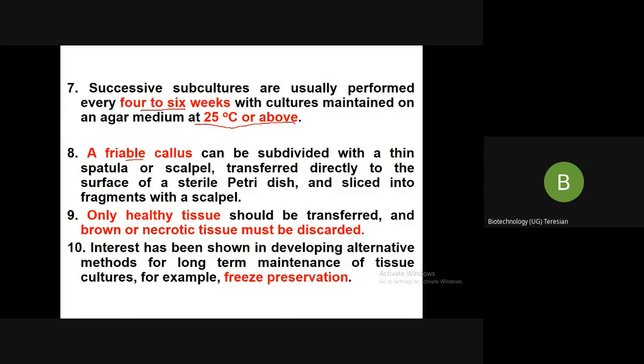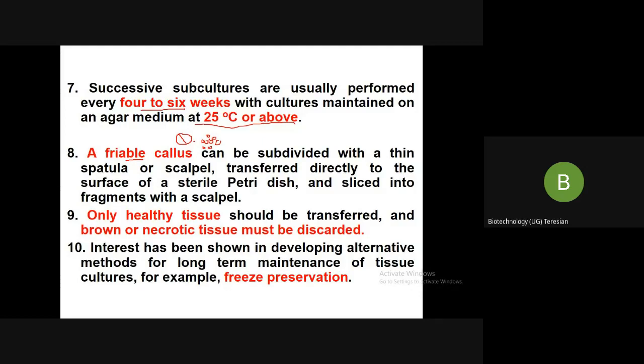We use a friable callus because this callus can fall apart easily and can be used to generate suspension culture. So you can disassociate it easily. For example, this is my callus. I can just cut this callus very easily by using a thin spatula or a scalpel. So it can easily disassociate. I can get small pieces of it, I can get a single cell out of this friable callus. It's easy for me to disassociate it, so it can fall apart easily.